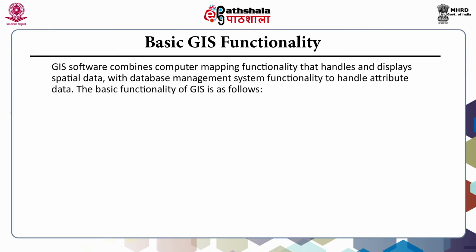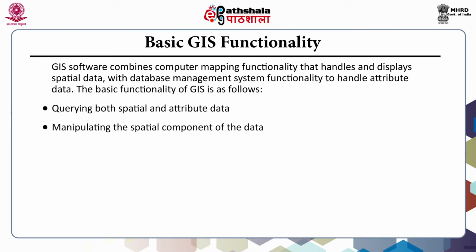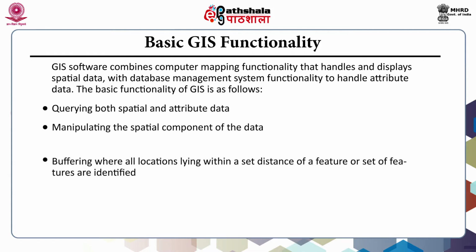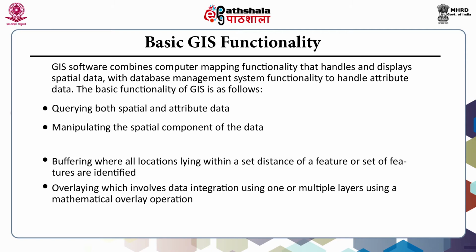GIS software combines computer mapping functionality that handles and displays spatial data with database management systems functionality to handle attribute data. The basic functionalities of GIS are as follows: querying both spatial and attribute data, manipulating the spatial component of the data, buffering, where all locations lying within a set distance of a feature or set of features are identified, overlaying, which involves data integration using one or multiple layers using a mathematical overlay operation, and areal interpolation.